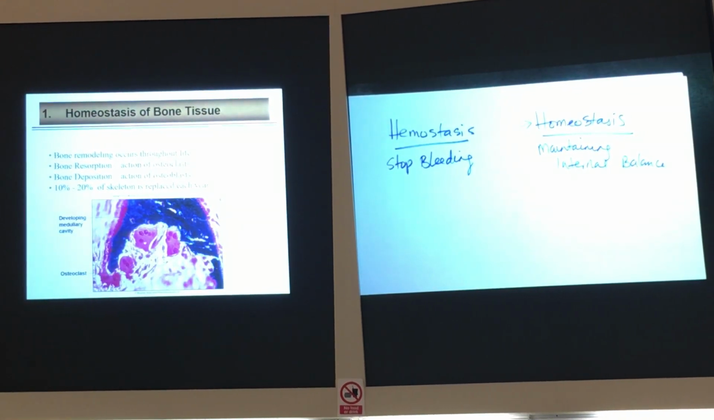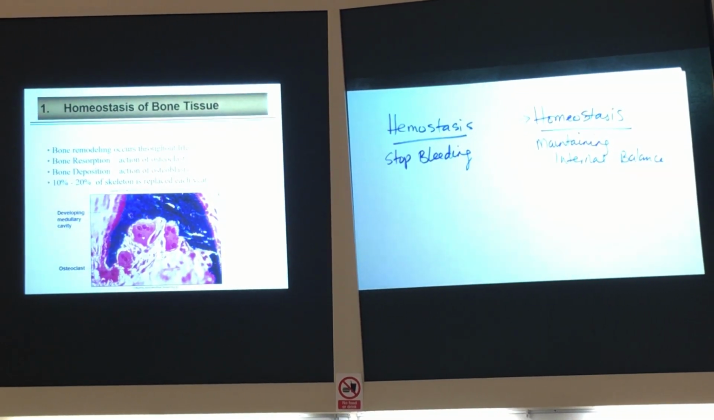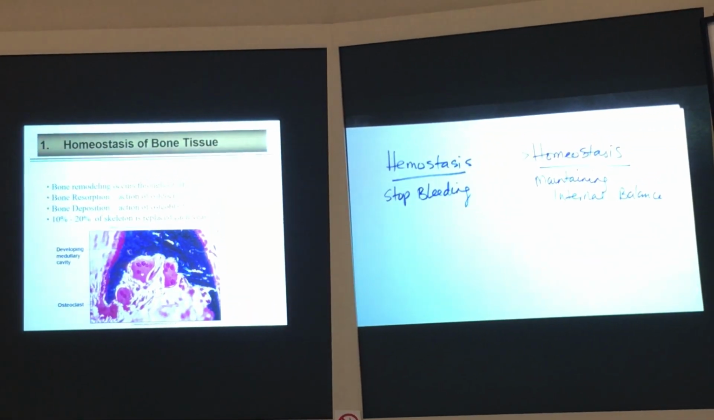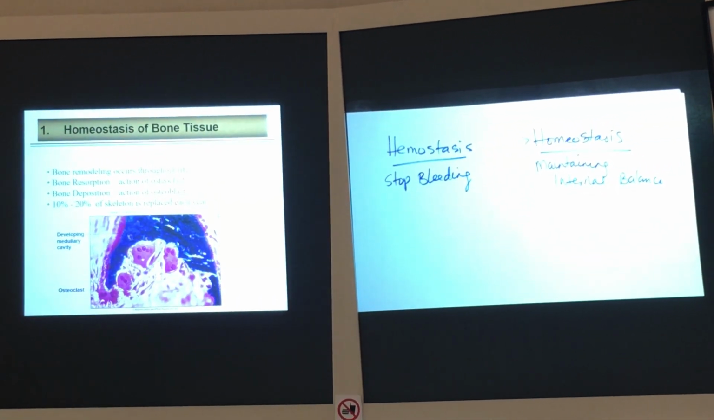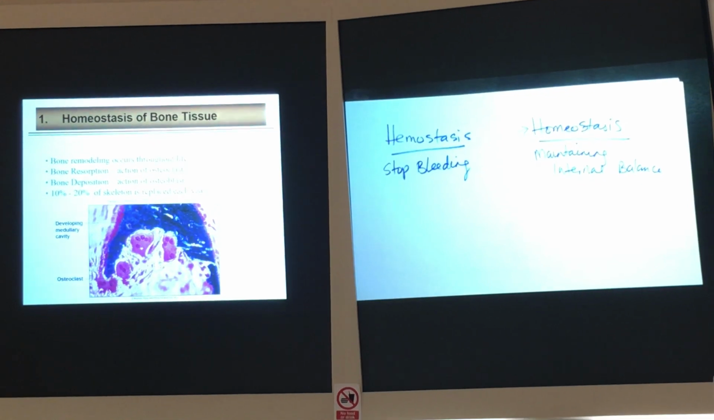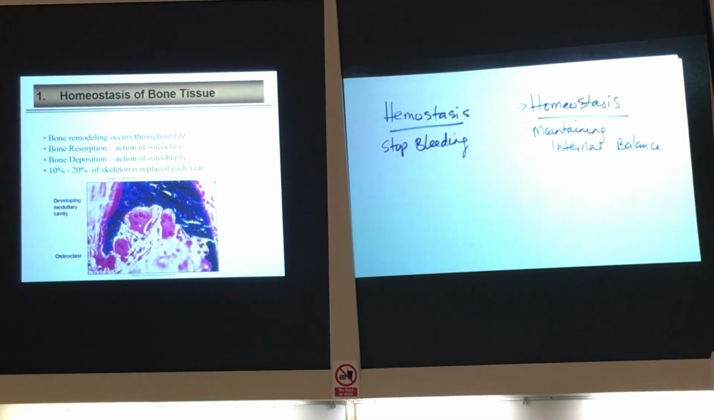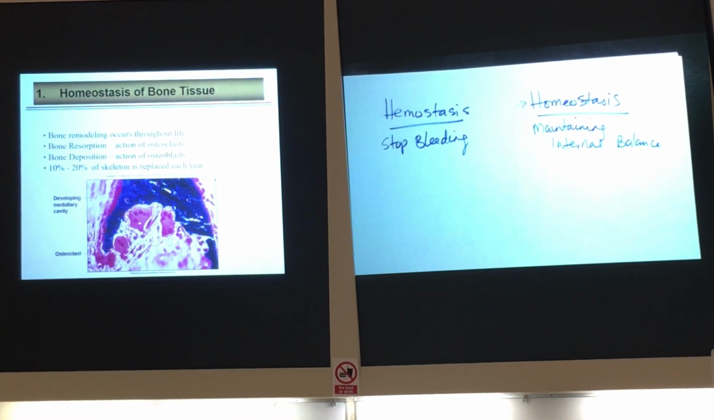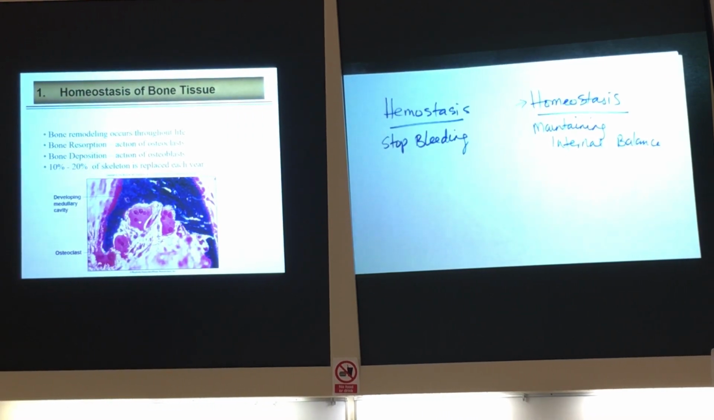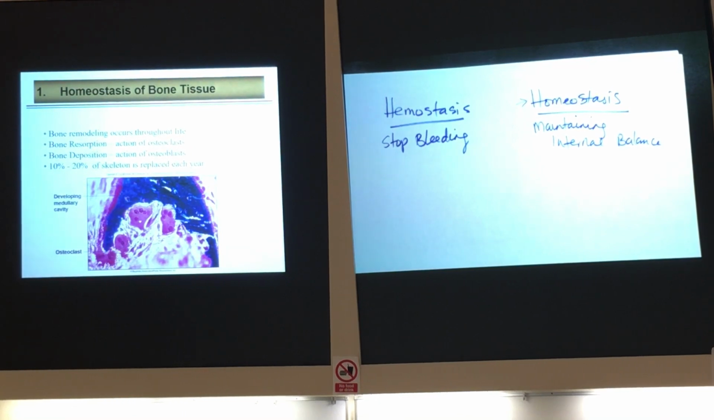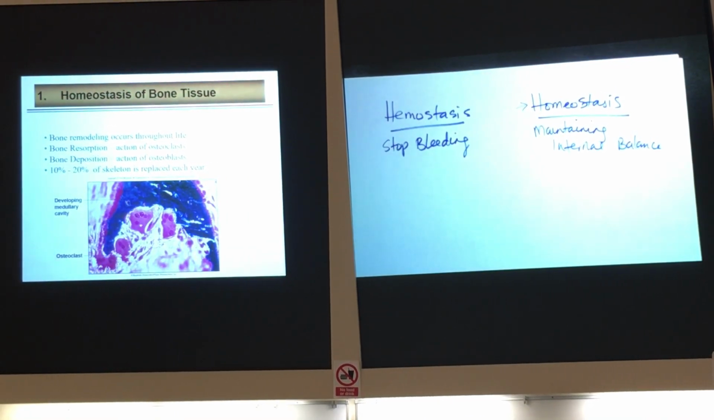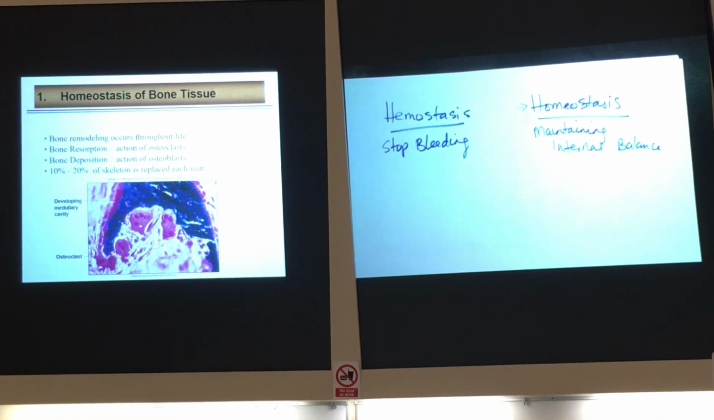That means bone remodeling occurs throughout our life. There will be bone resorption, which is the action of osteoclasts. That means bone is continuously broken down. Bone deposition. The bone always forms due to stress, it changes its bone structure. So 10 to 20% of the skeleton is replaced each year.